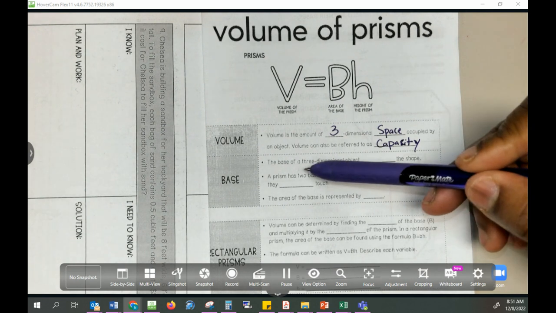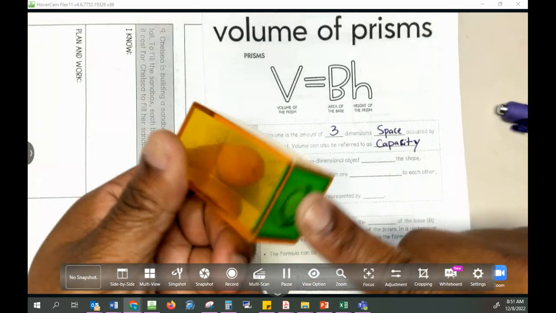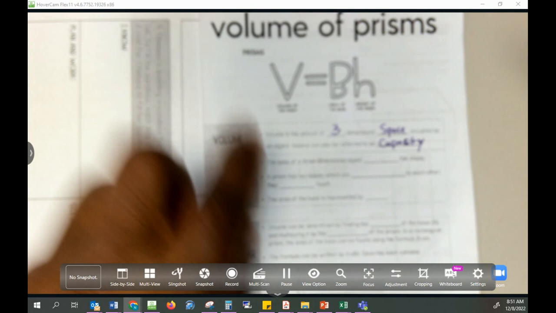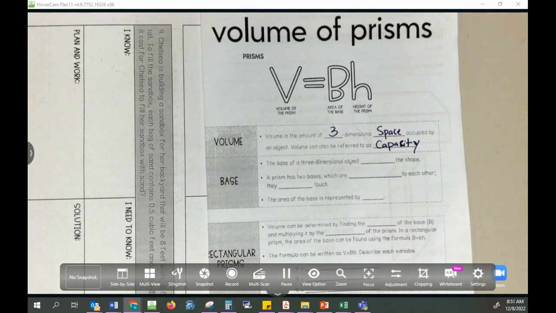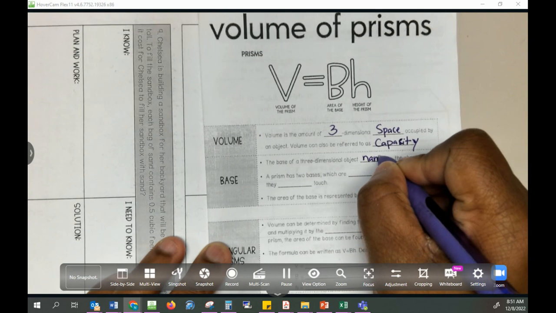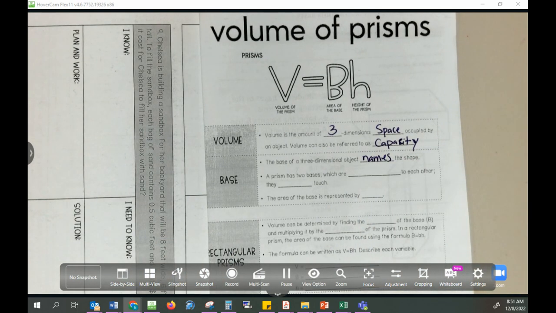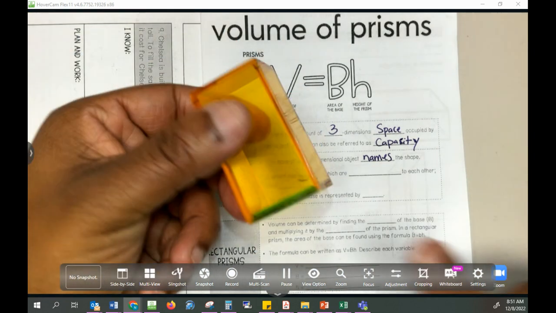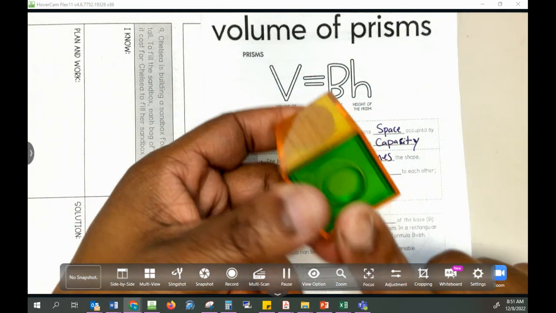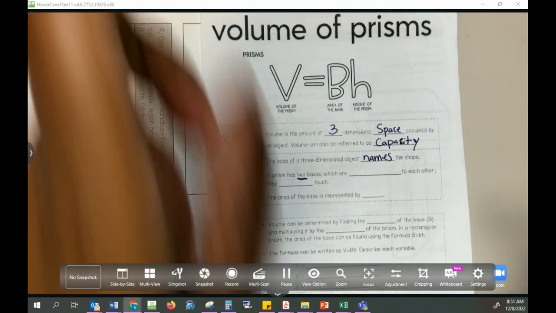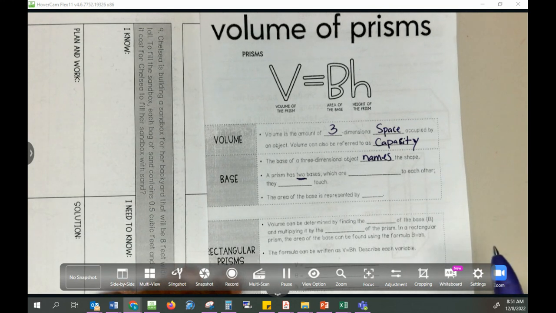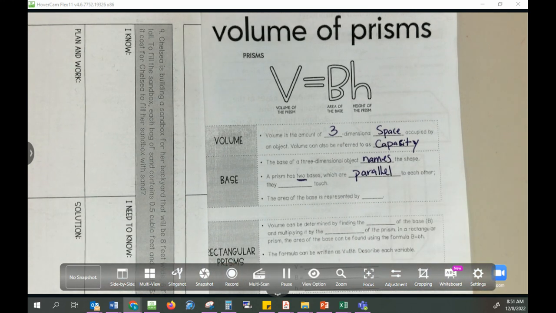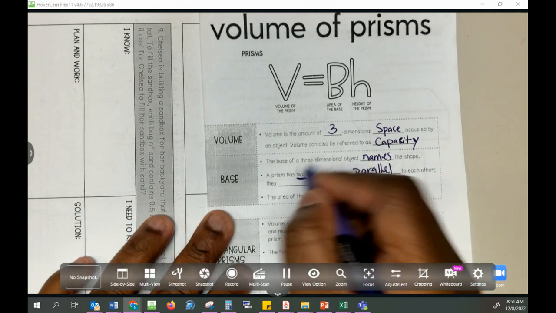So when we talk about the base, like on here, we can say this is the base, and if I said these two on mine were the base, where the green was, the base of a three-dimensional object names the shape. A prism has two bases, and so when you look at a prism, you should always see two bases, and they're always going to be opposite of each other. A prism has two bases which are parallel to each other. They do not touch.